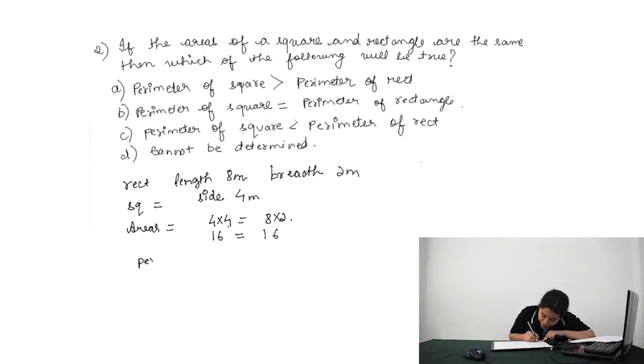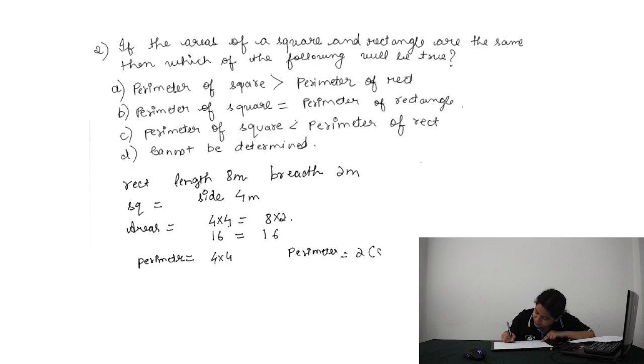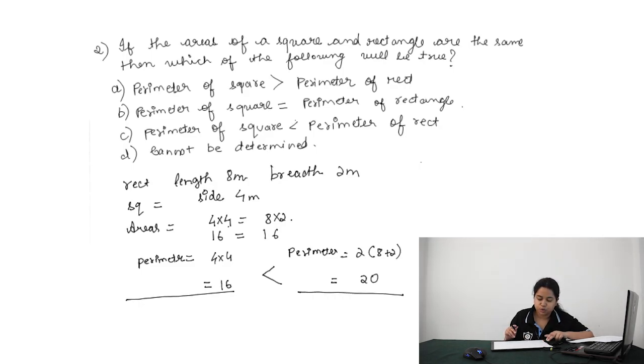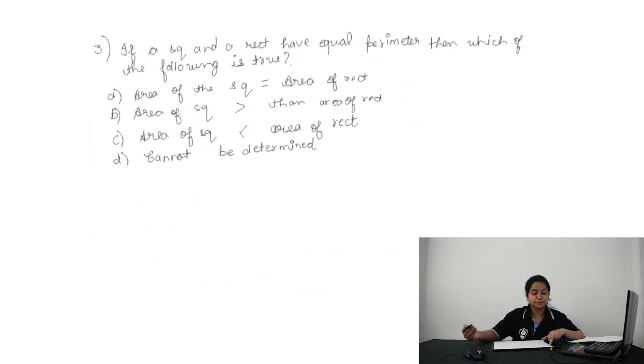Let's calculate the perimeter of the figures now. Now perimeter is going to be 4 into 4, a simple formula which is 4 into side for square, and perimeter of rectangle is going to be 2 into L plus B, which is 2 into 8 plus 2. If you calculate it, the perimeter of square is going to come 16 and the perimeter of rectangle is going to come 20. So now we can say that the perimeter of square would be less than the perimeter of rectangle. So which would be the right option? Option number C.